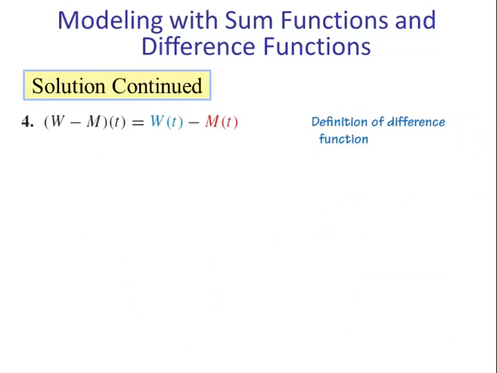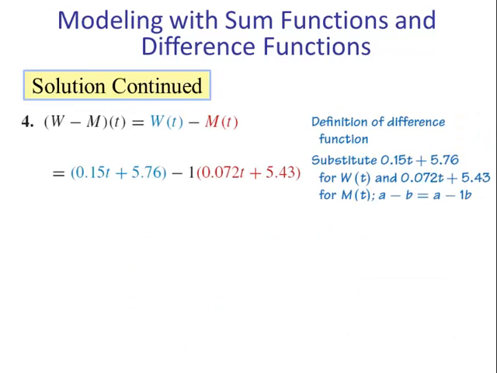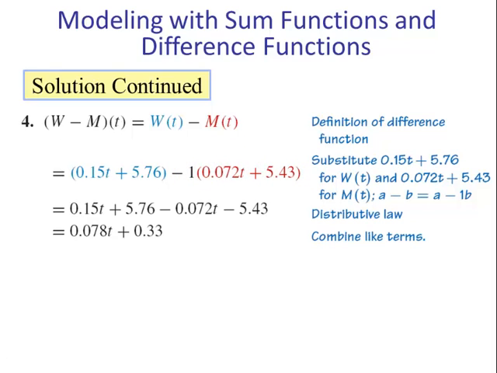Number 4, the difference function. So now we're going to take W of t and subtract M of t. Be sure we distribute the negative to both terms. Combine like terms and we get 0.078t plus 0.33. So this is our new function.